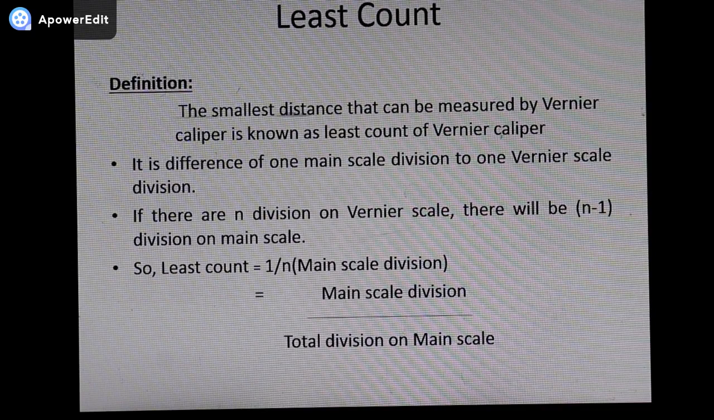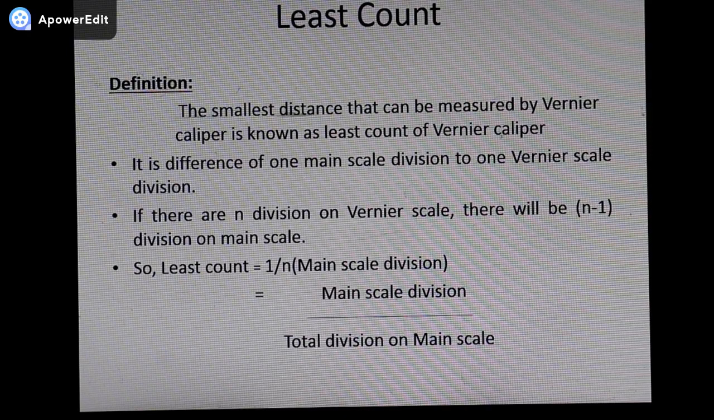Before going into the detail of how to read the dimension on the vernier caliper, we must know what the least count of the measuring instrument is. Basically, the least count is the smallest distance that can be measured by the vernier caliper. It is the difference of one main scale division to one vernier scale division.